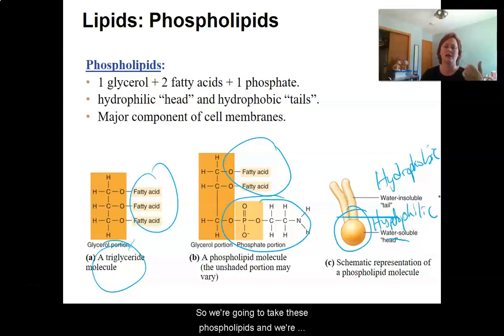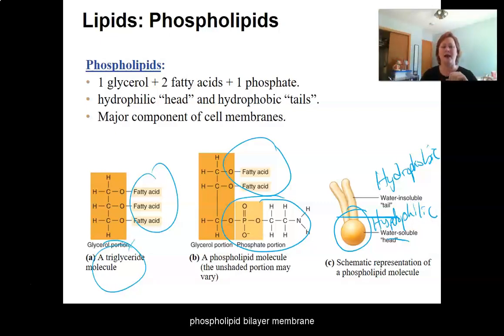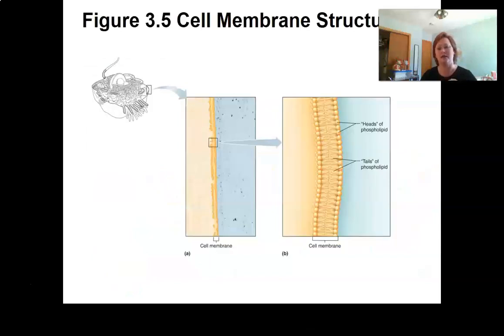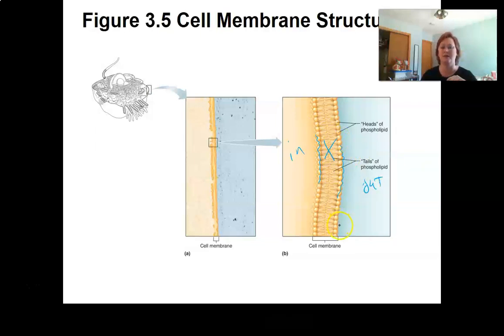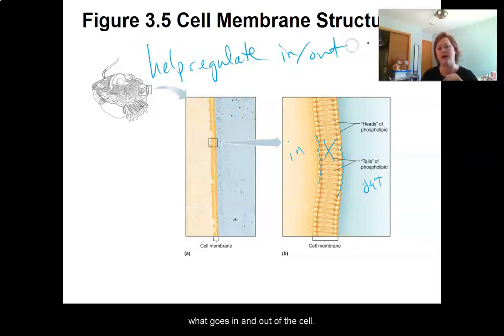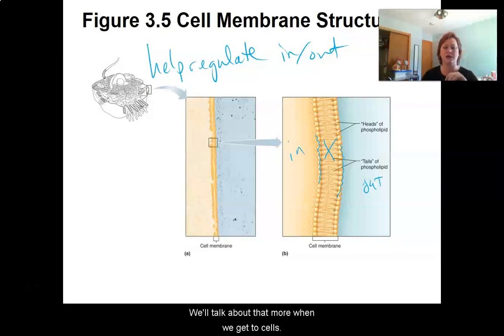So we're going to take these phospholipids and we're going to put them like this together to form a phospholipid bilayer membrane, like this. So we zoom in on this cell membrane here. You've got the inside of the cell, you've got the outside of the cell, and then you've got all these little hydrophilic heads facing the water, and then you've got all of the hydrophobic tails in the middle. And that's going to be important for helping to regulate what goes in and out of the cell. We'll talk about that more when we get to cells.